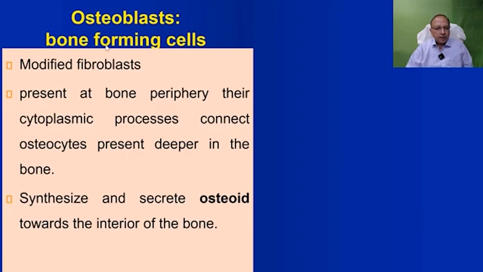So osteoblasts are the bone forming cells. They are modified fibroblasts, and they are present at the bone periphery, and these synthesize and secrete the osteoid towards the interior of the bone.